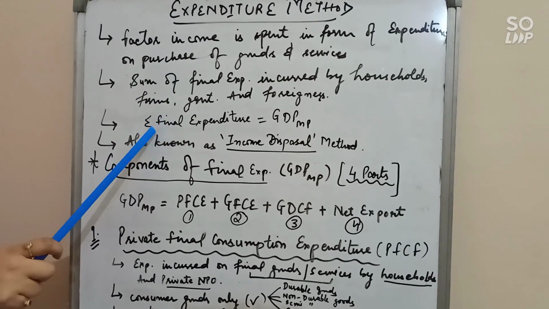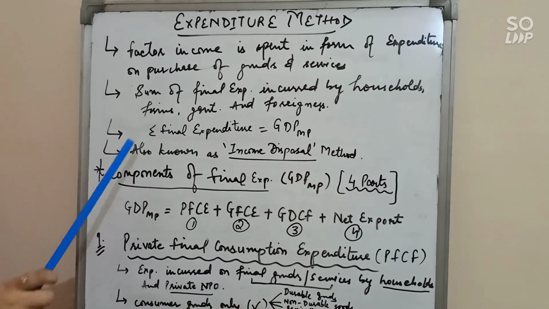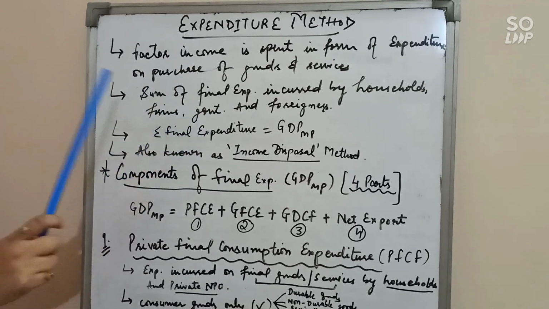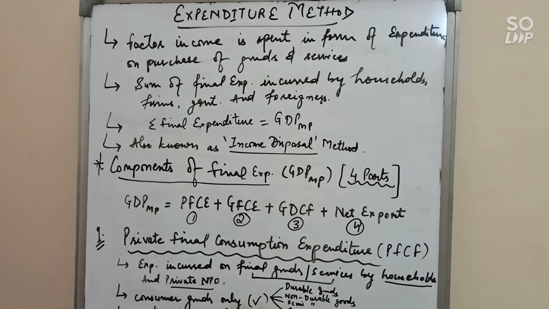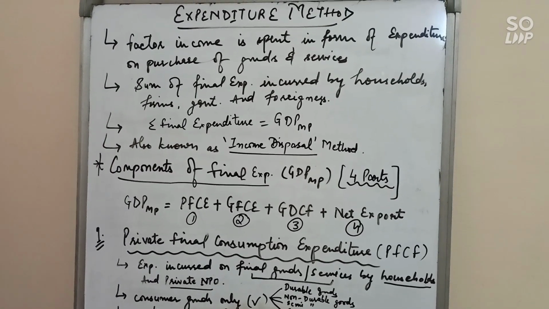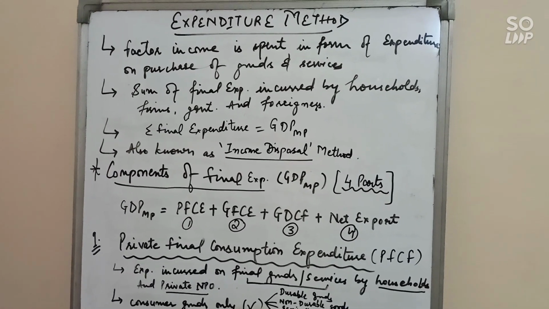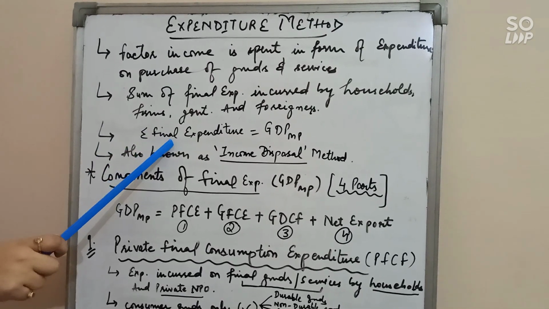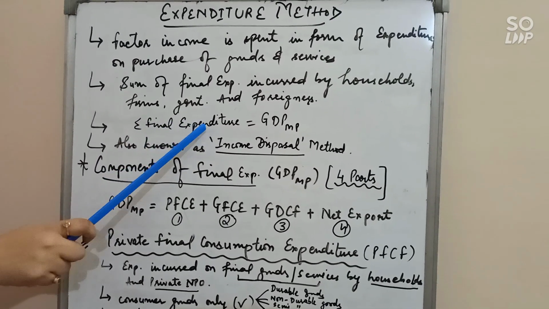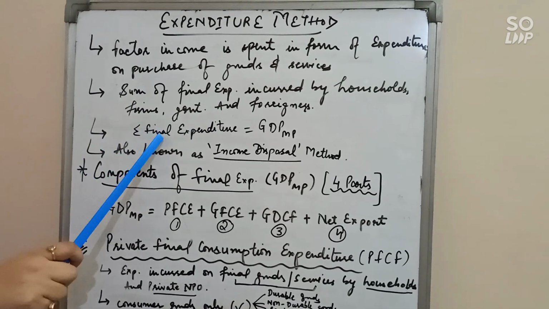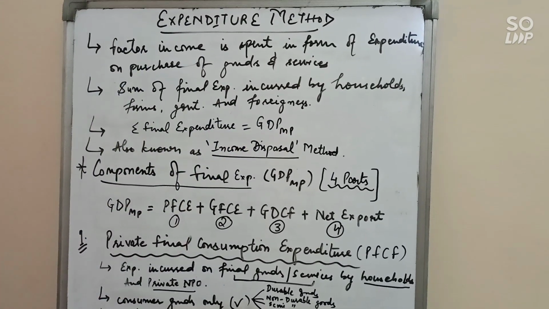Why are we using sum of expenditure? It's okay. Why are we using the word final here? Because we know there are two types of goods, final and intermediate goods. As we know, intermediate goods are not a part of national income. So that's why we are taking only final goods here. So it's very important to write the word final with the expenditure. So sum of final expenditure will be equal to GDP at MP.